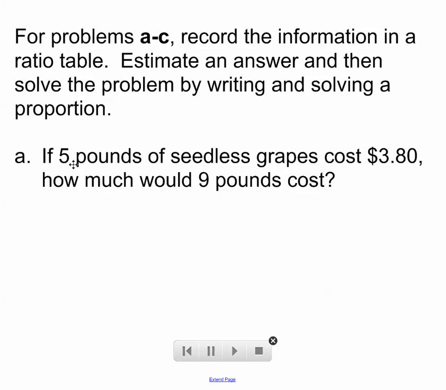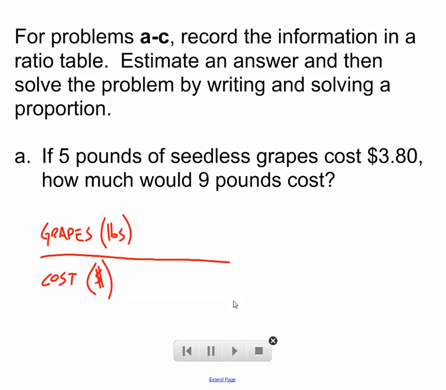Okay, if 5 pounds of seedless grapes cost $3.80, how much would 9 pounds cost? We've got grapes in pounds, and we've got the cost in dollars. It's really the only things we need to consider here. 5 pounds costs $3.80. 9 pounds costs how much? So I don't really need a total column for this one.